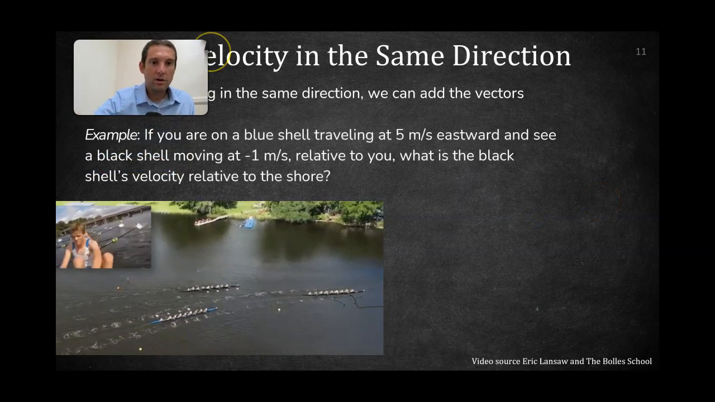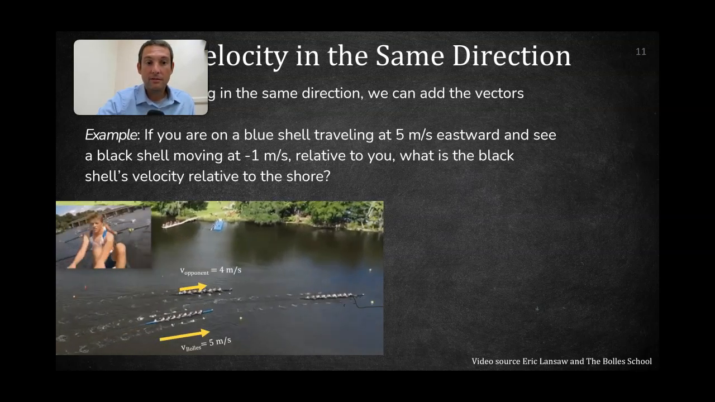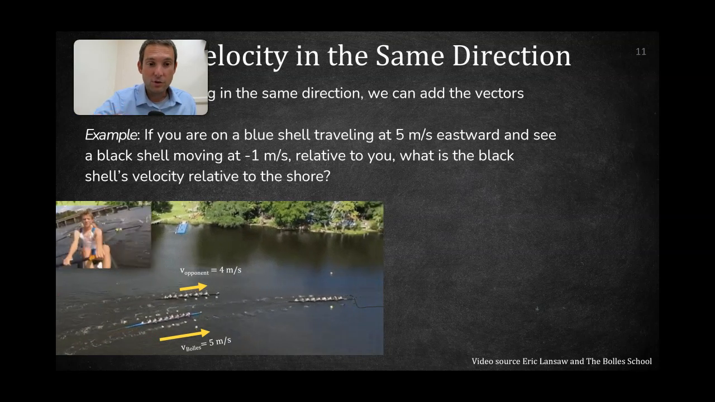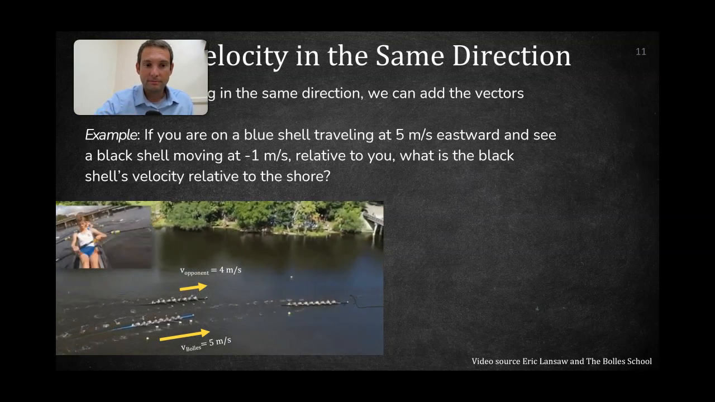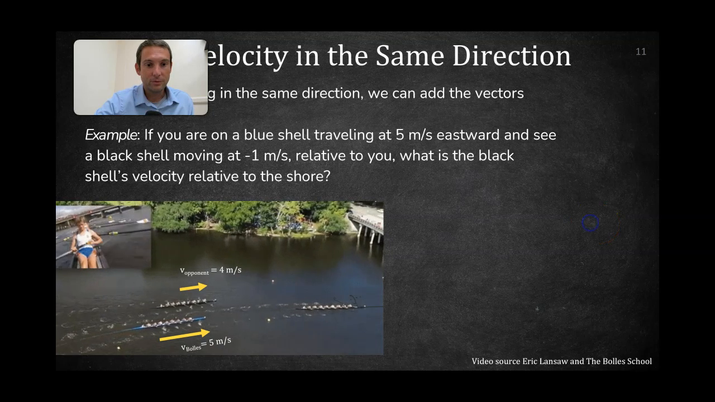Let's say you are on a blue shell traveling at 5 meters per second eastward and see a black shell moving at negative 1 meter per second relative to you. What is the black shell's velocity relative to the shore? Right, 4 meters per second.